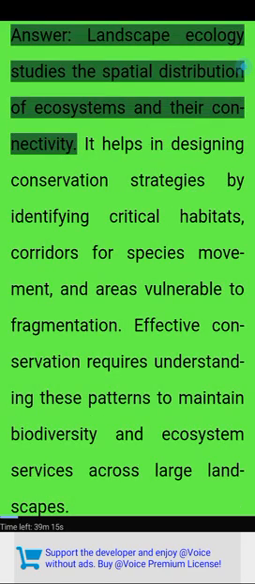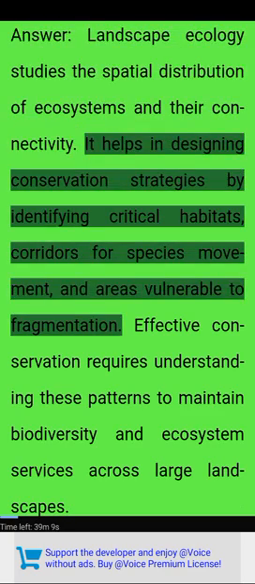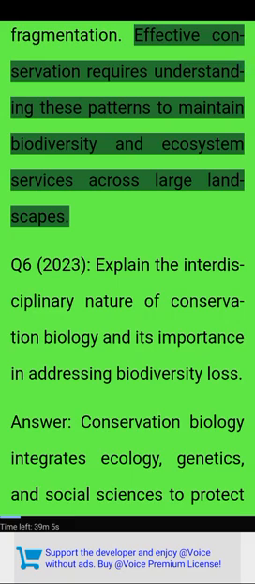Q5 2022. How does landscape ecology contribute to conservation strategies? Answer. Landscape ecology studies the spatial distribution of ecosystems and their connectivity. It helps in designing conservation strategies by identifying critical habitats, corridors for species movement, and areas vulnerable to fragmentation. Effective conservation requires understanding these patterns to maintain biodiversity and ecosystem services across large landscapes.